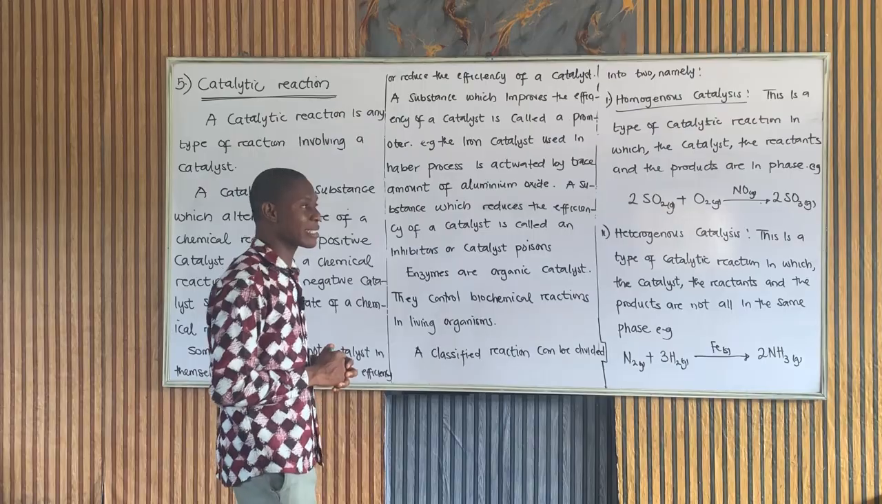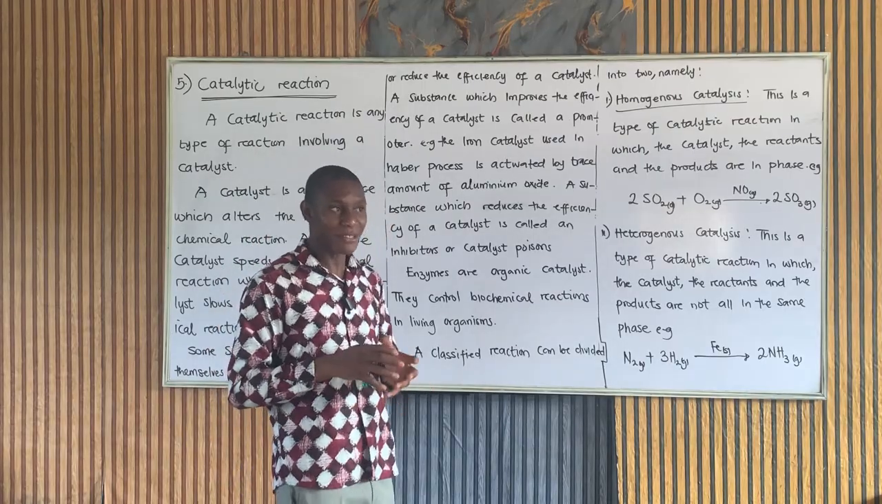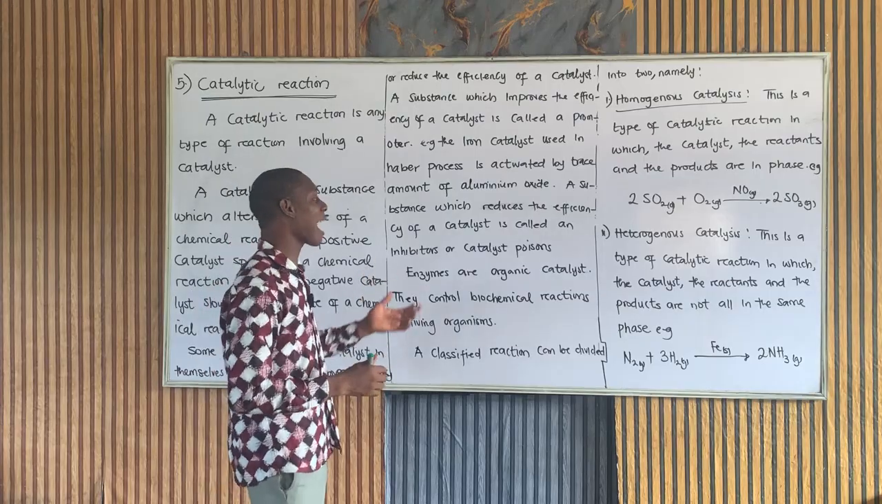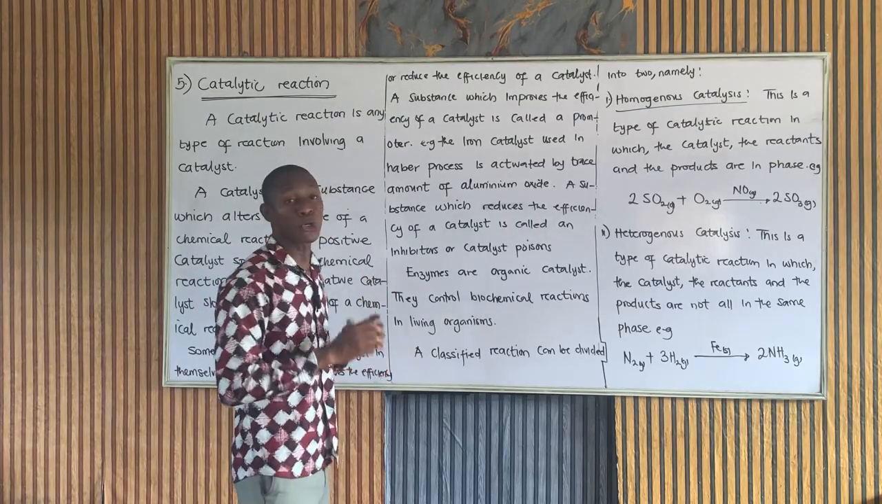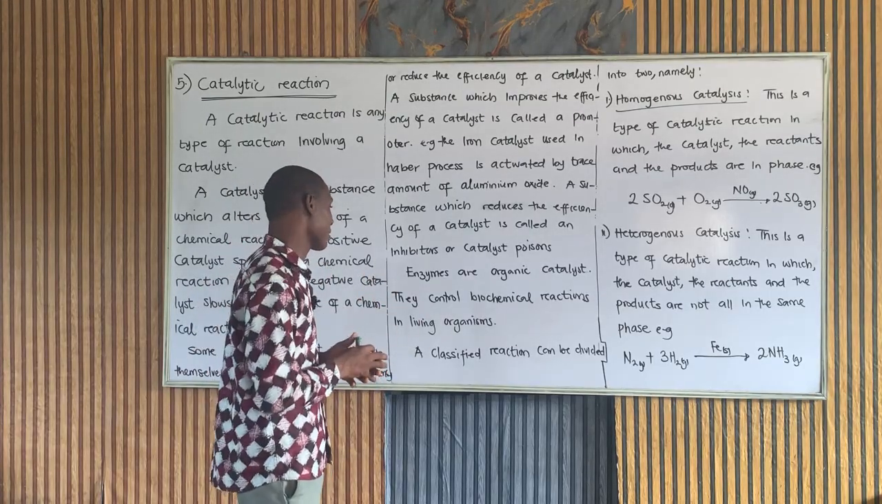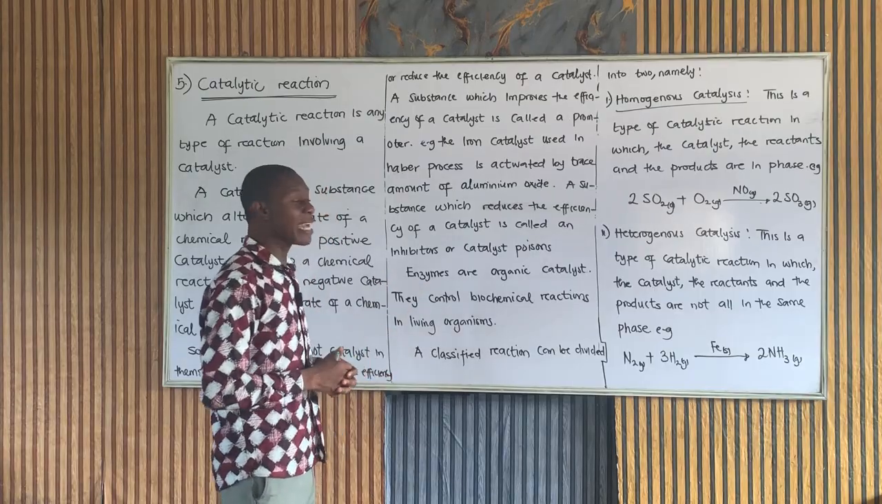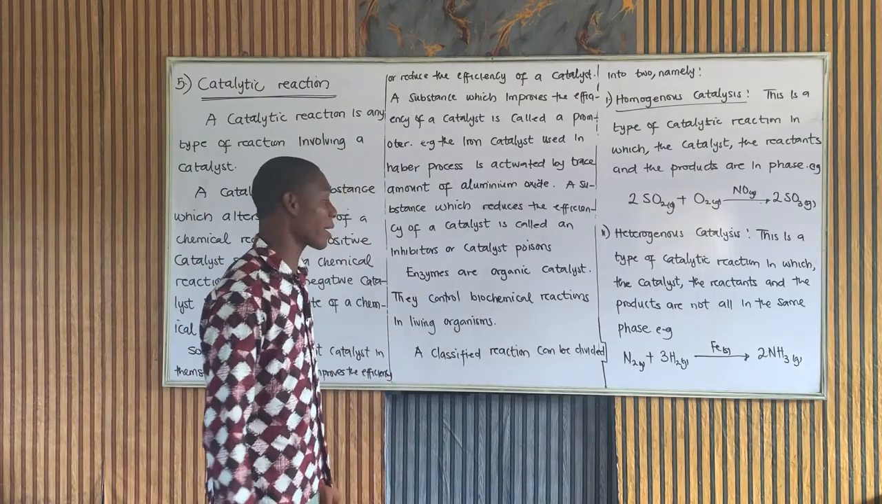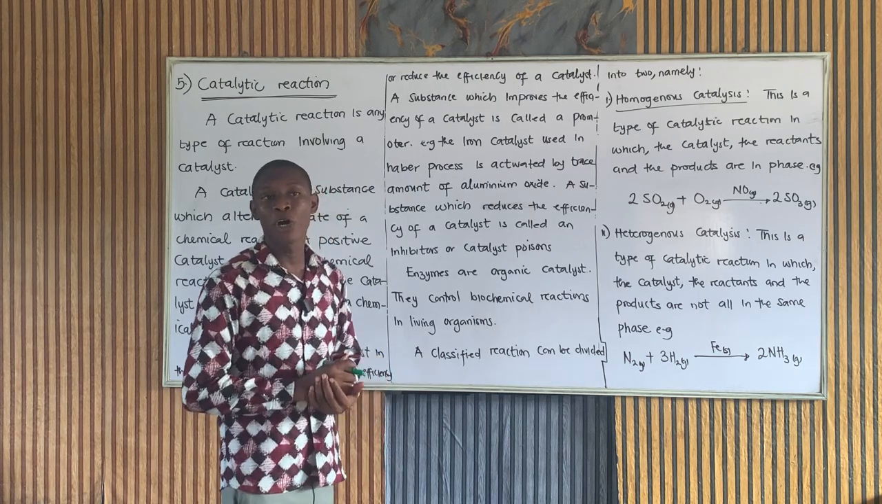Now, we also have substances that slow down the efficiency of a catalyst. Those substances are called inhibitors, or you call them catalyst poisons. So, again, it's enzymes. Enzymes are organic catalysts. They control biochemical reactions in living organisms.